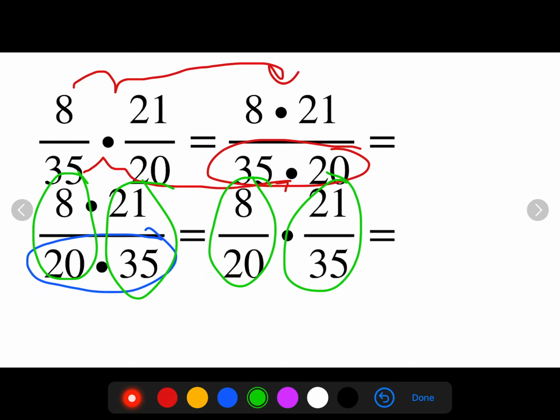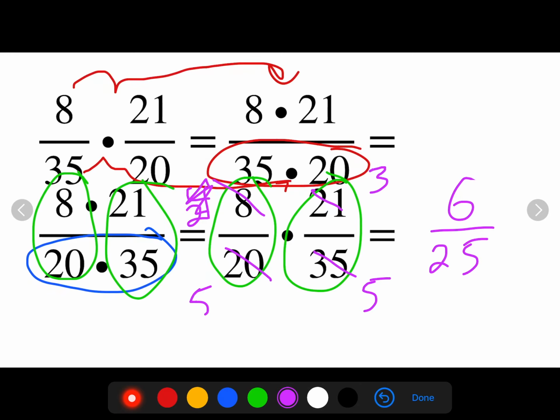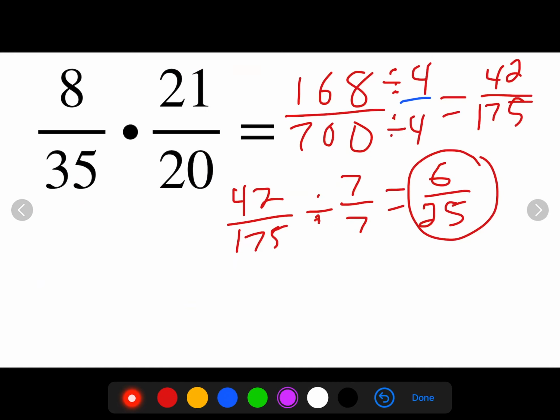That's great. All right. So now, 8/20, I could simplify 8/20. What divides into both 8 and 20? Both 8 and 20 are divisible by 4. So I'll cross that out and put a 4, and I'll cross that out and I'll put a 5. What divides into both 21 and 35? 7. So I'll cross that out and put a 3, and I'll cross that out and put a 5. And then I get, oh, you know what? I made a mistake. So let me go back and do that again. 8 divided by 4 is not 4. 8 divided by 4 is 2. 2 times 3 is 6. 5 times 5 is 25. And look, we got the same value, and I didn't have to deal with giant numbers like 168 and 700.